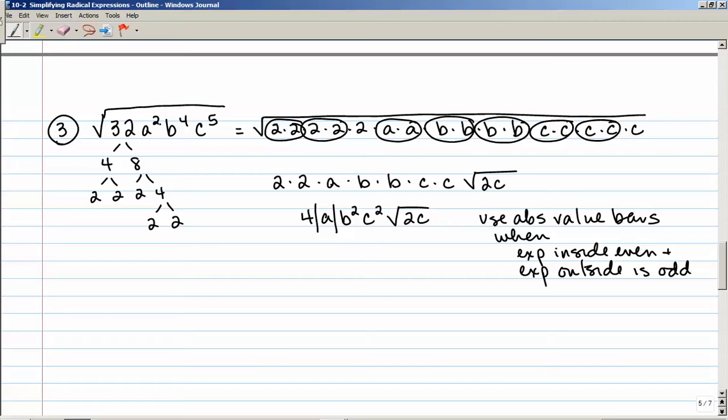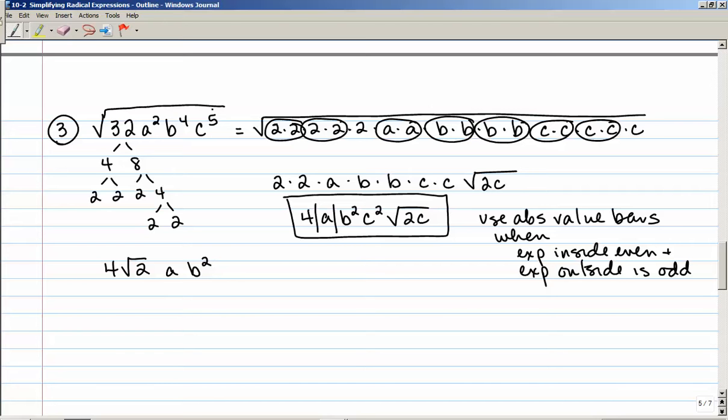So taking the square root of an even power and getting an odd power, you need to put bars around it. Now there is a little bit simpler way to do this. Instead of writing out all of these prime factors, I could think of 32, and that's actually going to turn into 4 square root of 2. And then looking at a squared, the square root of a squared is just a. The square root of b to the 4th, just take that 4 and divide it by 2. That's going to give me a b squared.